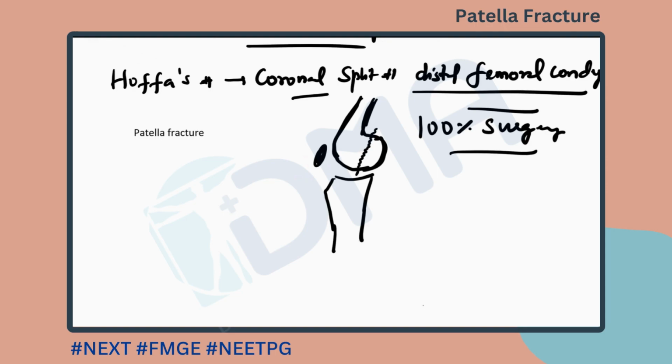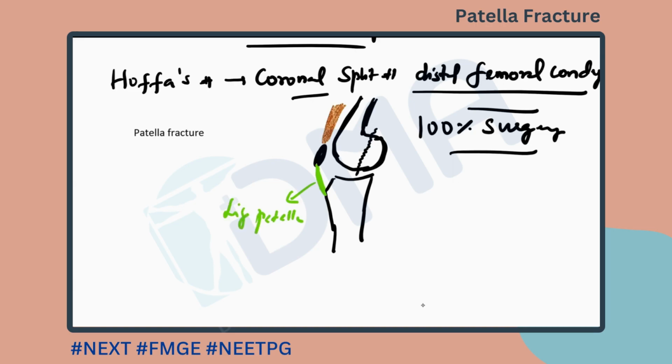One, proximally, it gives attachment for a muscle called as quadriceps femoris muscle. Quadriceps femoris muscle has got 4 parts in it: rectus femoris, vastus medialis, vastus lateralis, and vastus intermedius. So quadriceps femoris gets attached here, and there is a ligament which runs from the inferior pole of patella to the tibial tubercle or tibial tuberosity. This is called as ligamentum patellae.